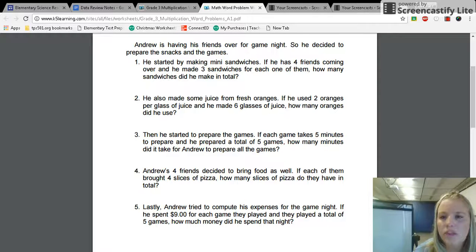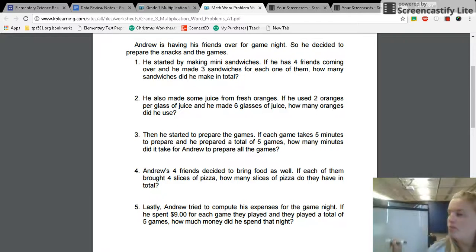So he has 4 friends coming over, so I'm going to use my board here. He has 4 friends coming over, plus himself, because if I invite people over, I'm going to make sure I eat too. So he has 4 friends coming over plus himself. So we're going to count that as 5 people total. 5 people. And then it says that he made 3 sandwiches for each of them. So I'm going to multiply because each person is going to get 3 sandwiches.